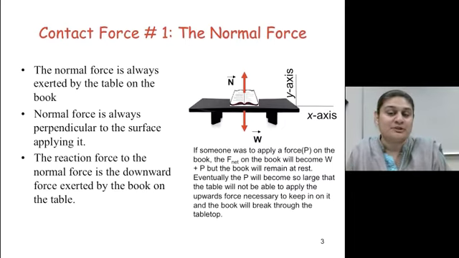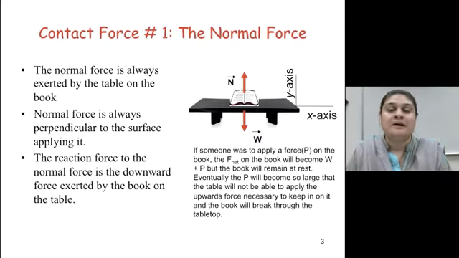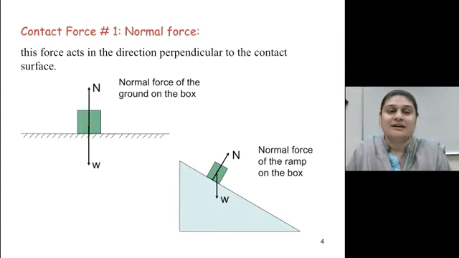If someone was to apply, say, a force P on the book, the F net of the book will become W plus P. The table will keep increasing the normal force in such a way to counteract the applied force. But if the applied force becomes too large, the table will eventually give in and the book will fall through. So normal force acts in a direction perpendicular to the contact surface.